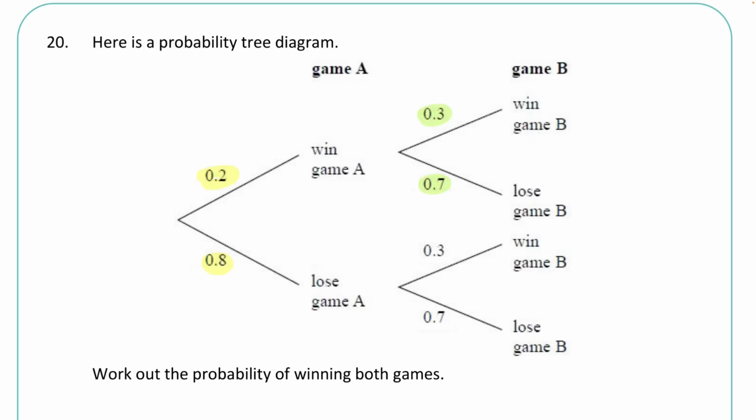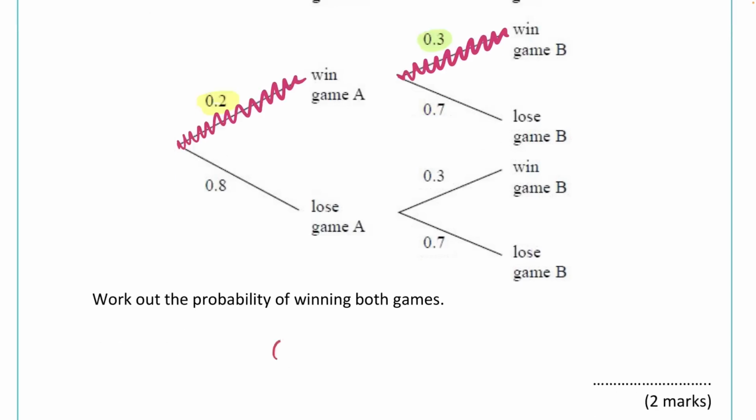This one here just says to work out the probability of winning both games. So to win the first game, we go up this branch. To win the second game, we would then go up this branch. The two decimals that we have passed through on that route is the 0.2 and the 0.3. And all you have to do is multiply those decimals together. So 0.2 times 0.3, the same process if it is fractions, and that gives us 0.06. And there we go, that would be our final answer.